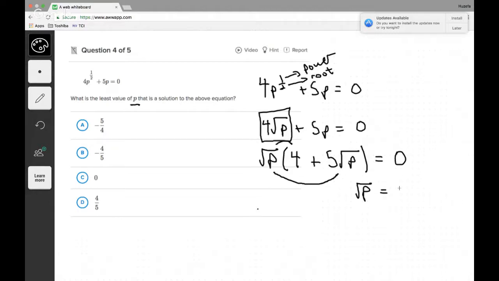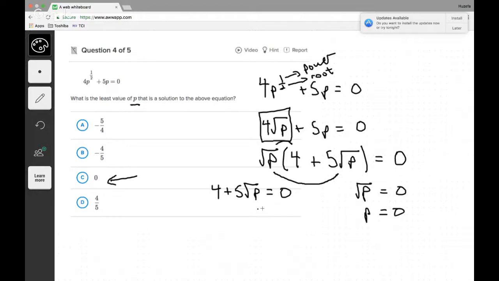We're like square root of p equals 0. That's where we'll find one solution. The other solution is if this inside section equals 0: 4 plus 5 square root p equals 0. Now we just solve for p in both of these equations. And this one on the right, p just equals 0. Square root of p equals 0. P must be 0 for this to be true. So that's one solution, which is actually right here.